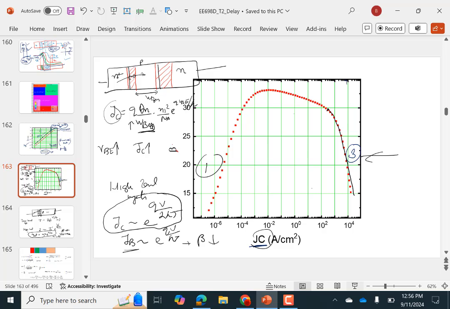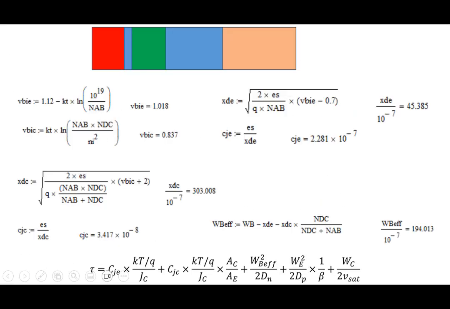Okay, so let me show you some results for the delay. So this is our device. Just keep in mind that I know all the dopings: base doping, collector doping, all the dopings are given, all the thicknesses are given. So the first thing is we calculate the built-in voltage. I calculate the built-in voltage VBI as 1 volt for the base-emitter junction, and for the other junction, I calculate 0.837. Let's not get into what these values are.